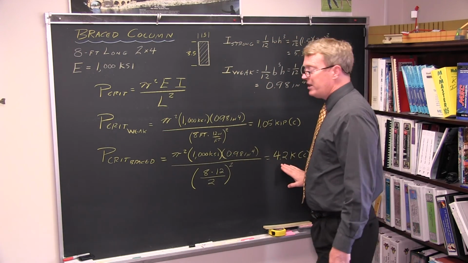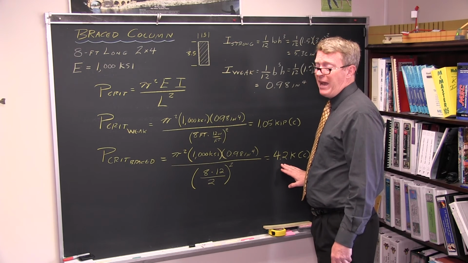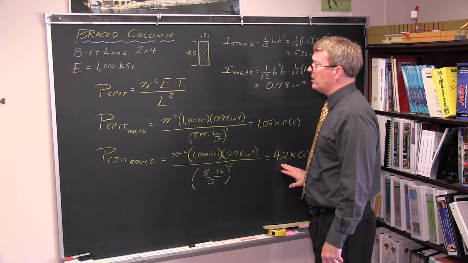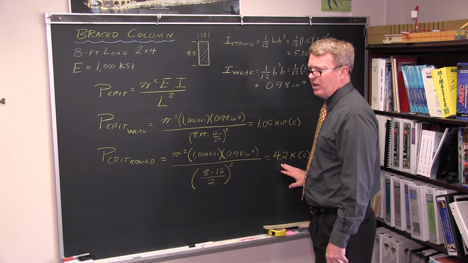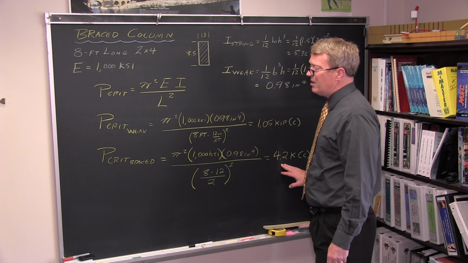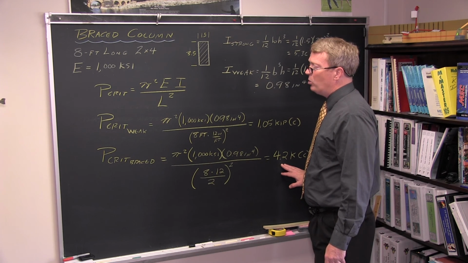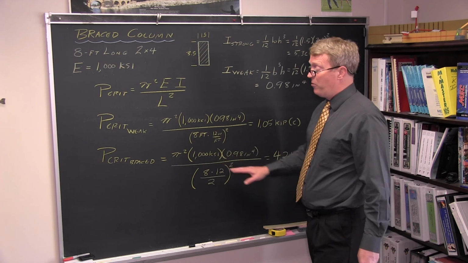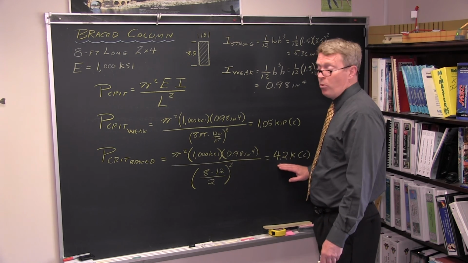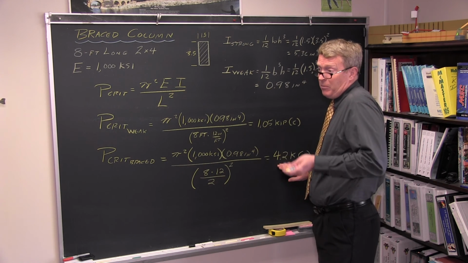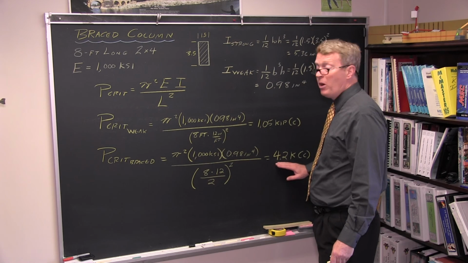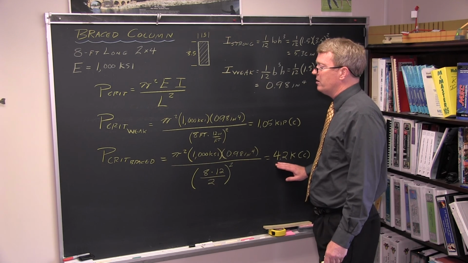But by adding this brace, I came close to matching the buckling strength in the weak direction and the buckling strength in the strong direction. It wouldn't make sense for me to brace this column in both directions, because if I did, I would still be forcing the first buckling mode to be in that weak direction at 4.2 kips. So if I jacked up the buckling load in the strong direction, it doesn't really help me out, because I'm going to buckle first in that weak direction.